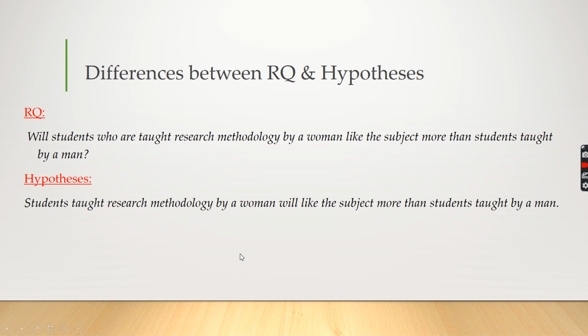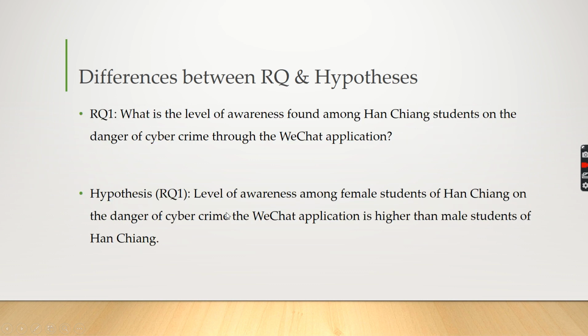But from your testing, you ask your students whether they would be able to understand the subject when it is taught by a woman lecturer or a male. And then you find that when the subject is taught by a man, it is much more influential. So your hypothesis is rejected. That's how it works.